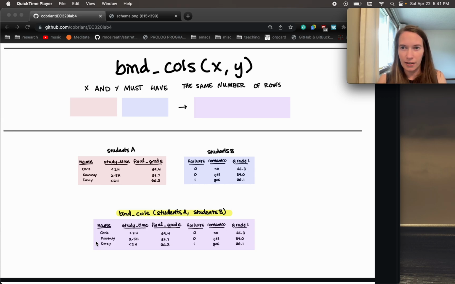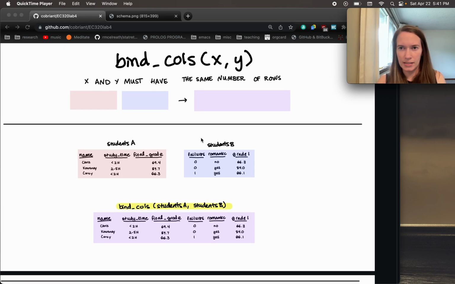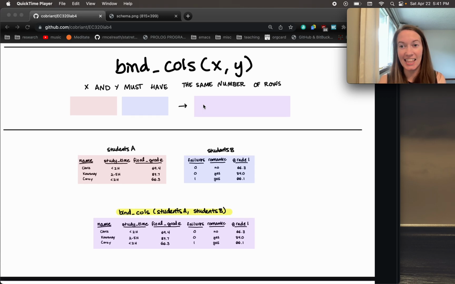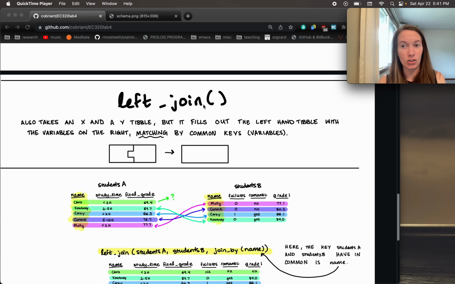So that's kind of one way to combine two data sets, and it's often useful, but these are not actually joins. And so we won't practice bind rows or bind cols in these cones, or in the murder mystery. We're going to practice joins.